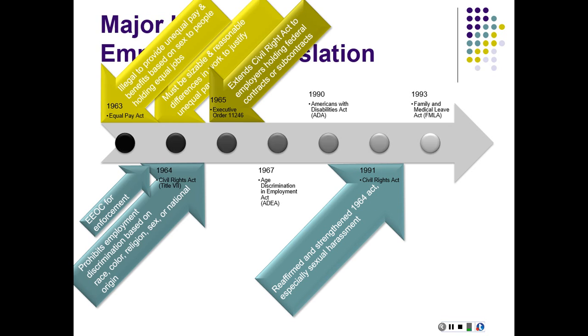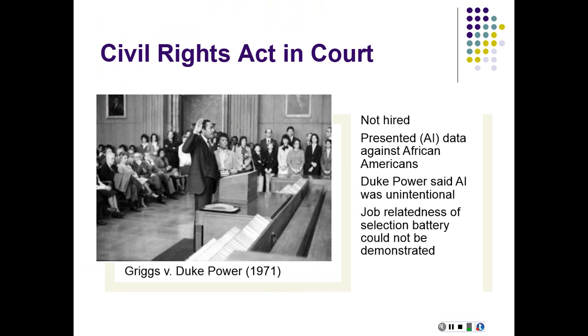Now I'm skipping ahead. I'm sticking with the Civil Rights Act here because in 1991 they updated it, and what they did in 1991 was basically reaffirm and strengthen it, and especially emphasize sexual harassment as a civil right, so that women should not be objectified and stuff like that on the job. So let's talk about the Civil Rights Act for a second. We'll come back to our timeline in a second.